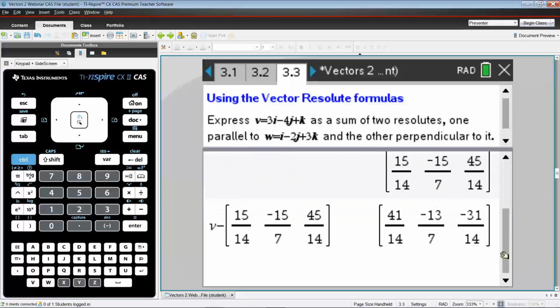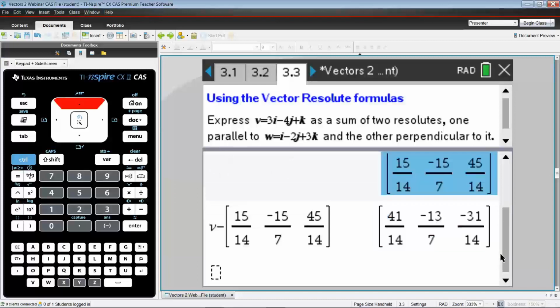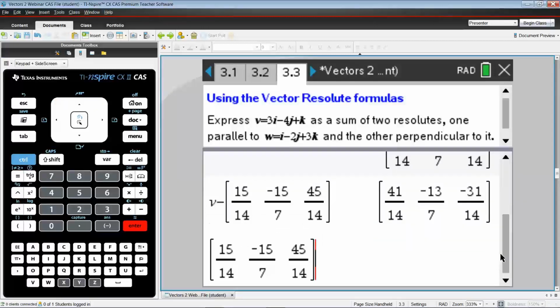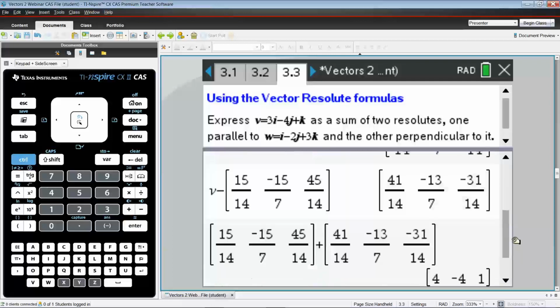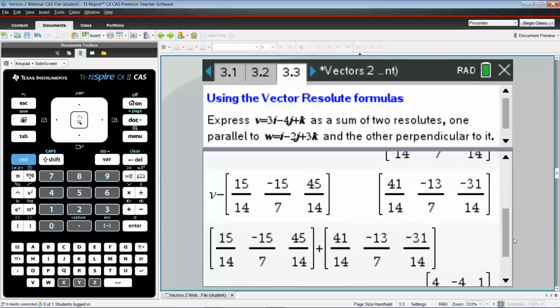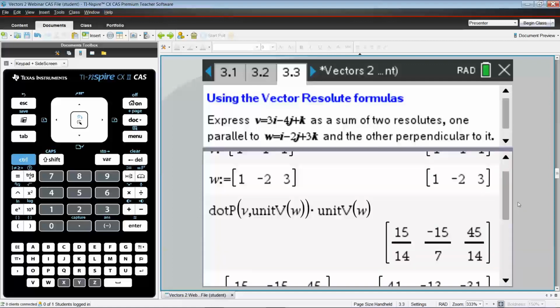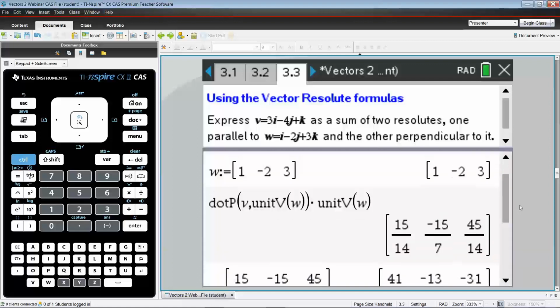So let's test out that theory. I'm going to press up a couple of times. There we go. That's the parallel resolute plus the perpendicular resolute. And when I hit enter, I should get V back again. No, not getting V. What's going on? Have I done it properly? Unit vector of W.